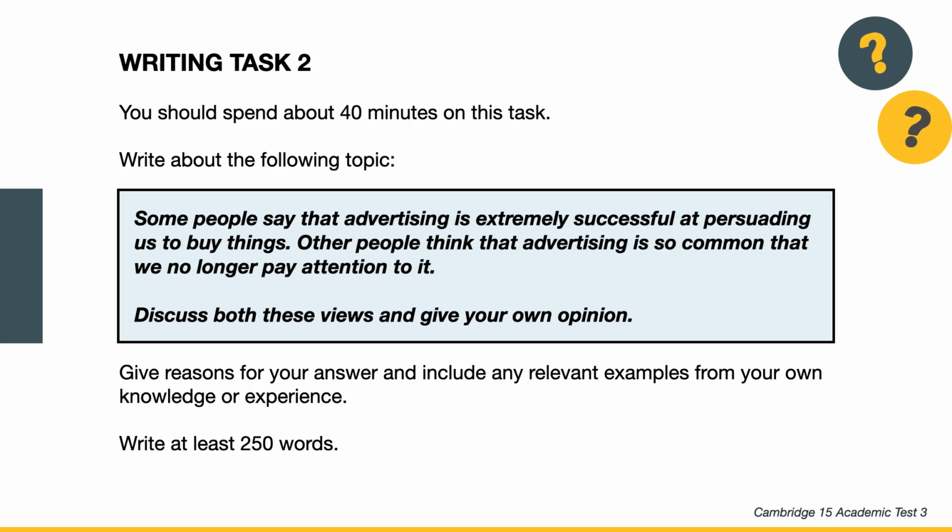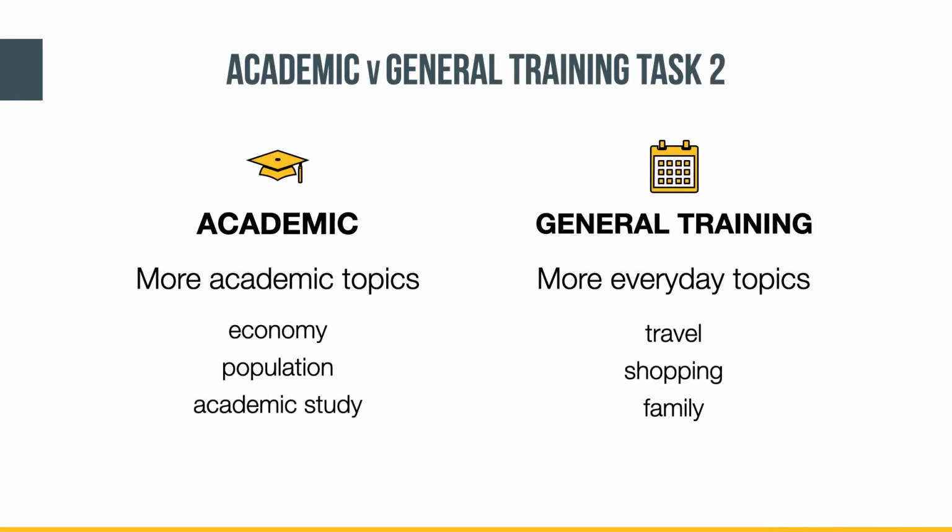So the topic here is about advertising, the impact of advertising. Can it persuade people to do things? But everything else is the same. The time at the top, 40 minutes, 250 words at the bottom, is exactly the same for both the academic and the general training test. But the topic here is a little bit more academic, less everyday.